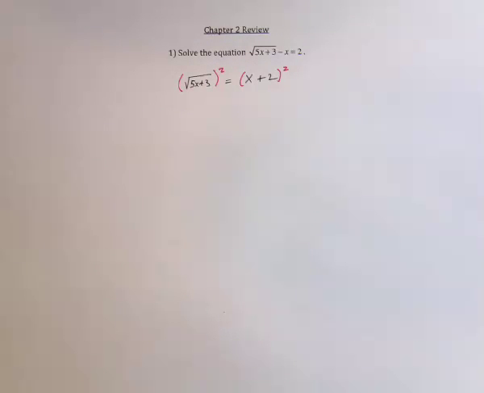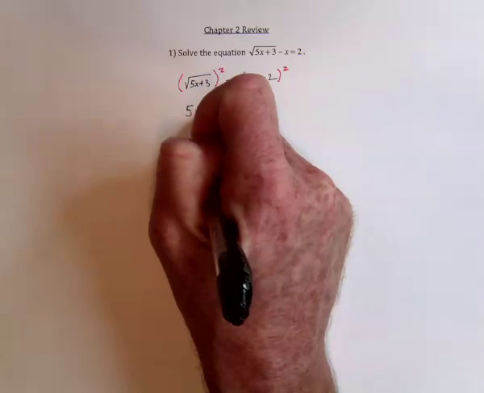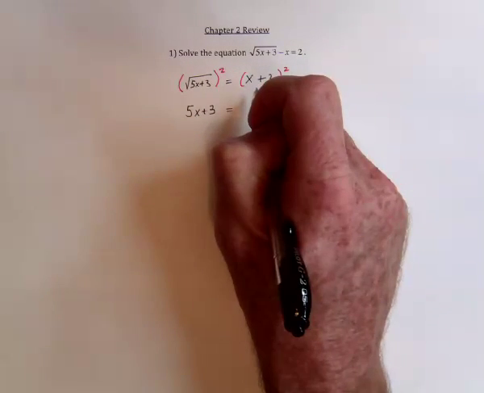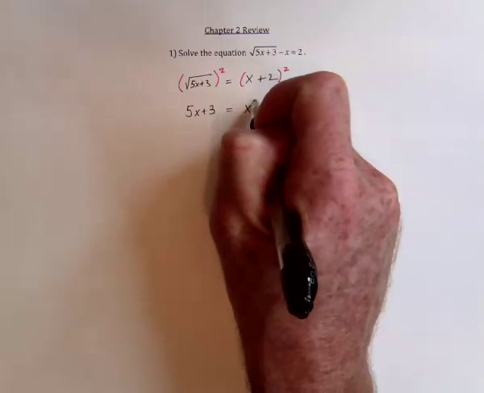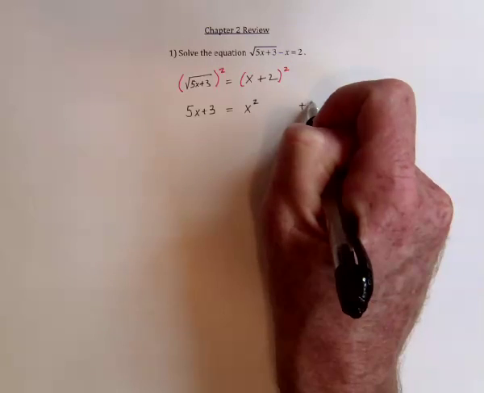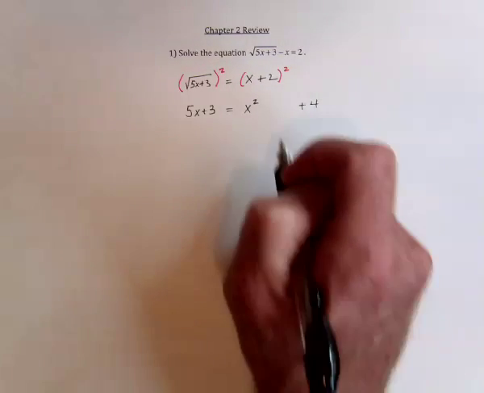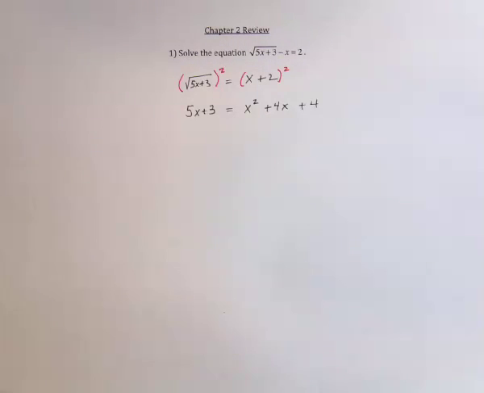But on the left-hand side, I just want it to be a radical that gets squared. They're going to cancel each other out, leaving just 5x plus 3. On the right-hand side, this binomial needs to be squared, so it's going to be square the first term, square the second term, multiply the two terms, and double it. Or you could use the FOIL method.